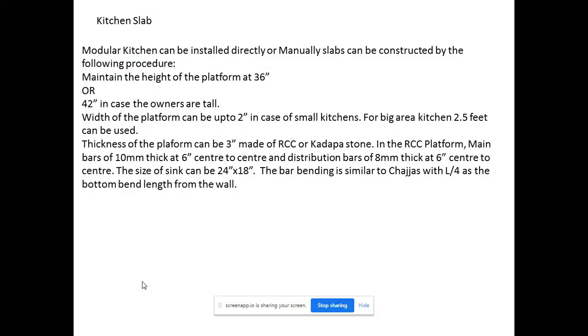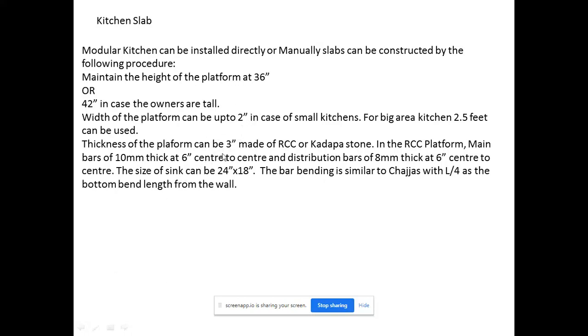Now we will see about kitchen slabs. Basically, a modular kitchen can be installed directly or manually. Slabs can be constructed by the following procedure. Maintain the height of the platform at 36 inches, or 42 inches in case the walls are tall. The width of the platform can be up to 2 feet for small kitchens, and for big areas 2.5 feet can be used. Earlier I said 2 inches; that is a mistake. It is 2 feet.